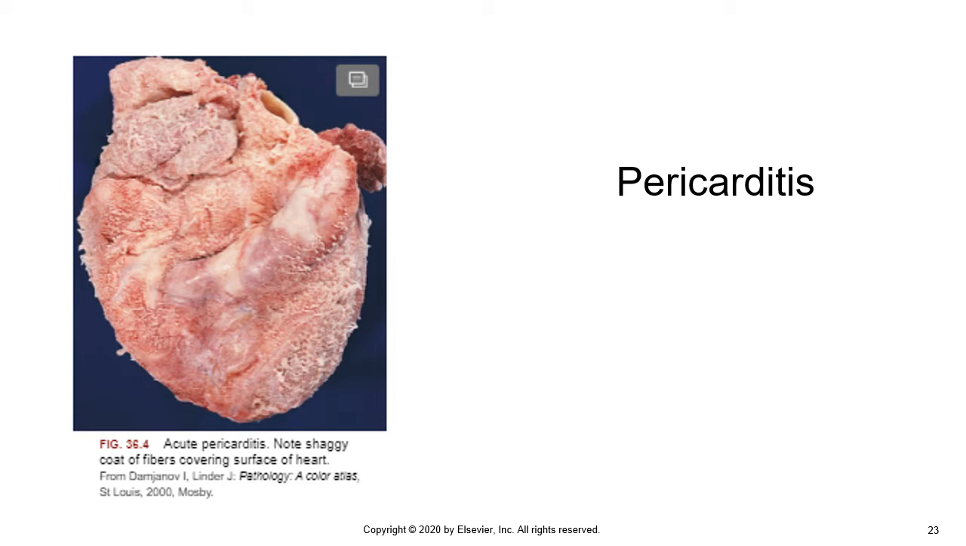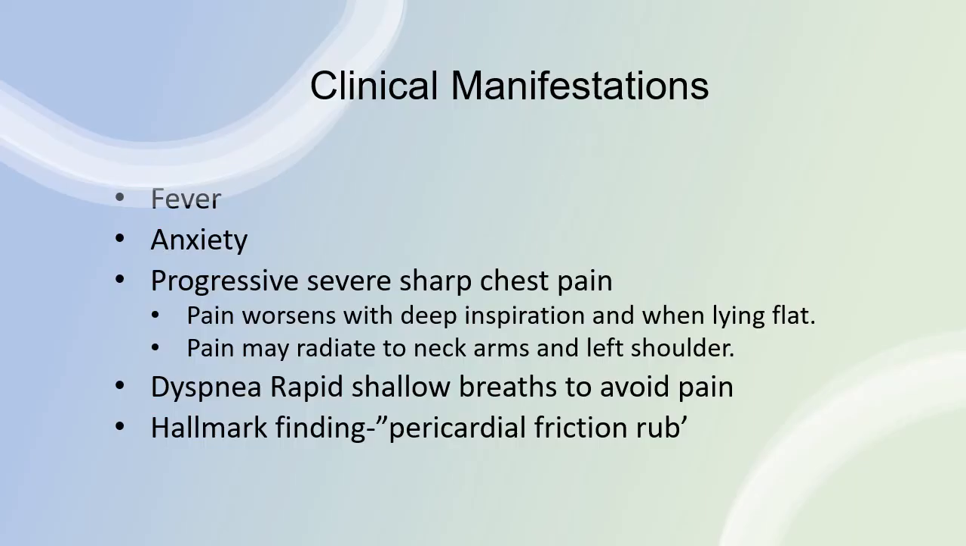Viral pericarditis is often seen after respiratory or GI illness. This is a picture of the fibrin deposits on the epicardium. Clinical symptoms include progressive, severe, sharp chest pain. The pain is generally worse with deep inspiration, and leaning forward relieves the pain. The pain may radiate to the neck, arms, or left shoulder, making it hard to distinguish from angina.